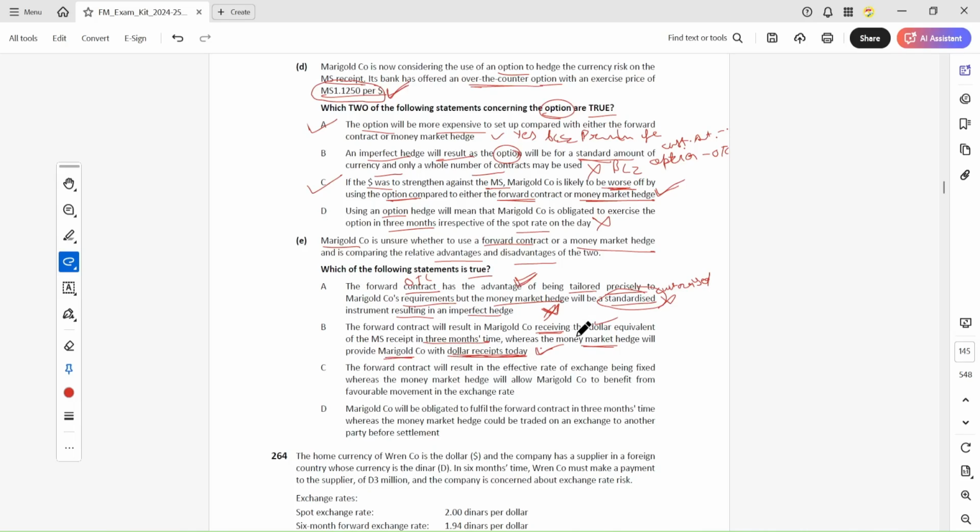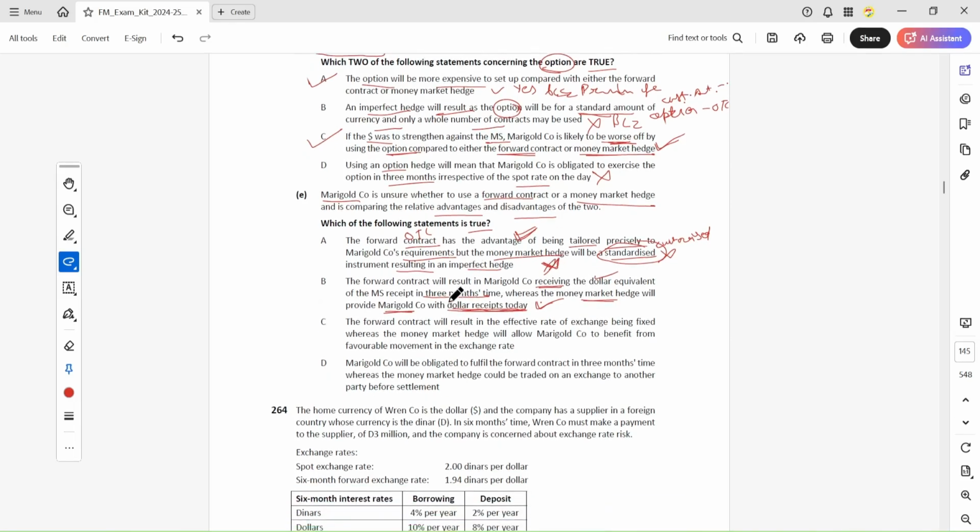Yes, this is correct. The forward contract will result in effective rate of exchange being fixed. Yes, in forward contract we fix the rate. Whereas the money market hedge will allow Marigold to benefit from the favorable movement in exchange rate. There is no such thing in money market hedge, you cannot take advantage of favorable movement. This is an option, not the money market hedge. Okay, so this is incorrect.